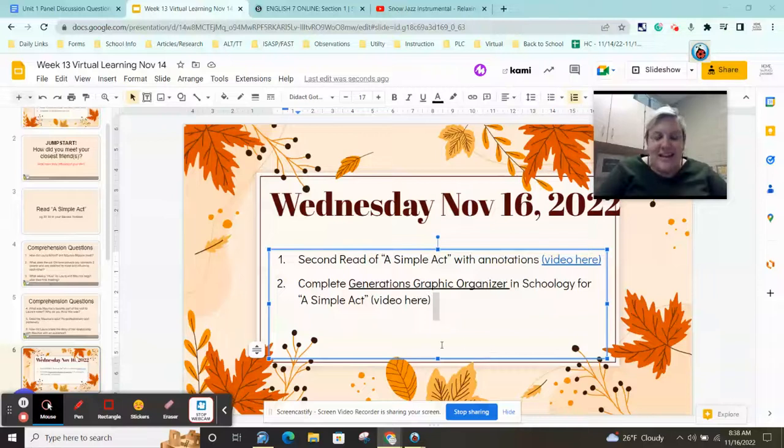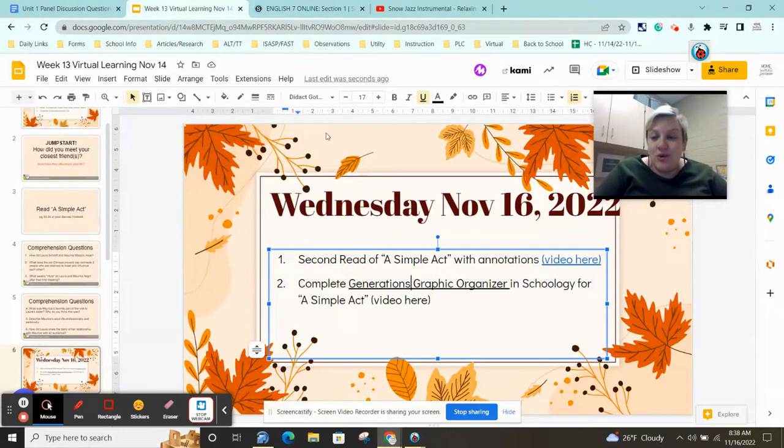Morning. All right. Today, November 16th, we are going to get started with our annotations of A Simple Act. So you read this yesterday. Today, we're going to take a closer look and write our signpost, which you should have done. You already did step one. So today, we're going to do step two, which is opening a graphic organizer.